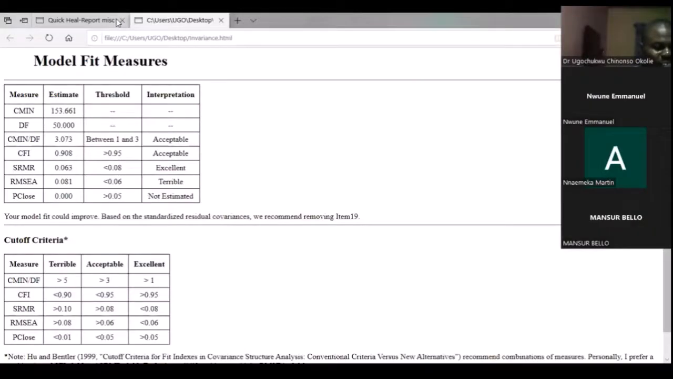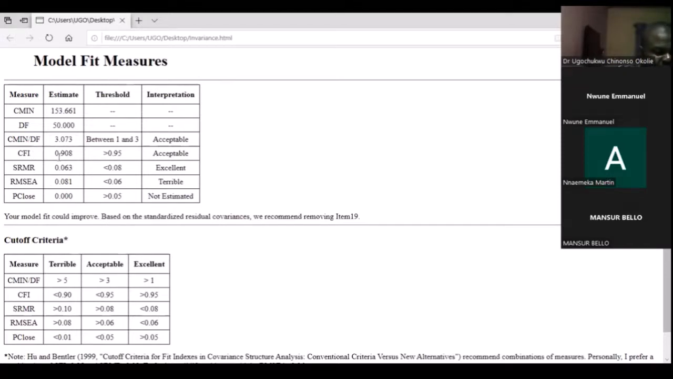Okay, so colleagues, you can see that these are the model fit measures that you see us report in papers. This is the chi-square value, 153.66, degree of freedom 50 point something, chi-square divided by degree of freedom. You see the interpretation and threshold. Between 1 and 3, the interpretation is acceptable. So this can be acceptable in your paper.